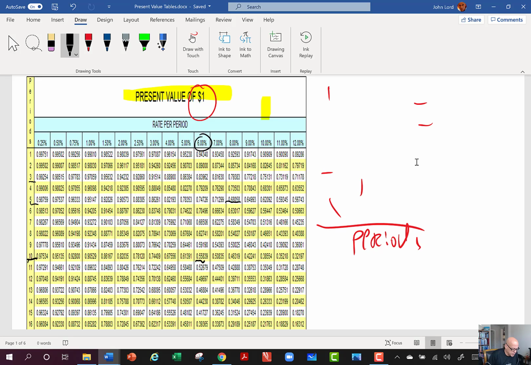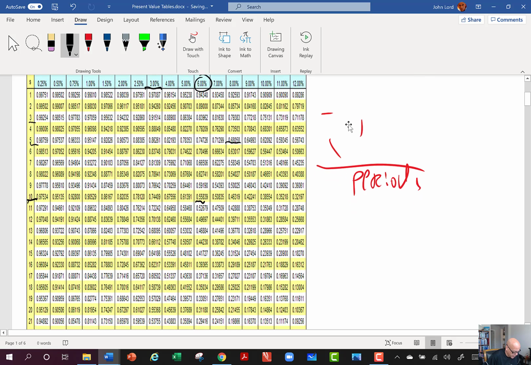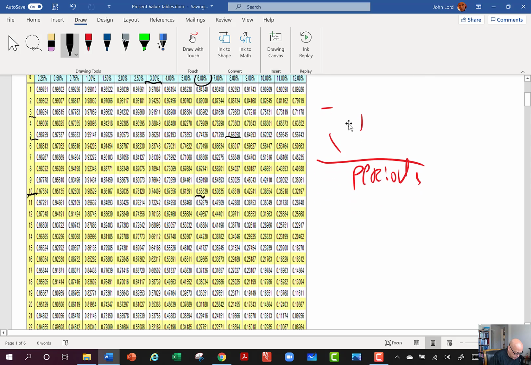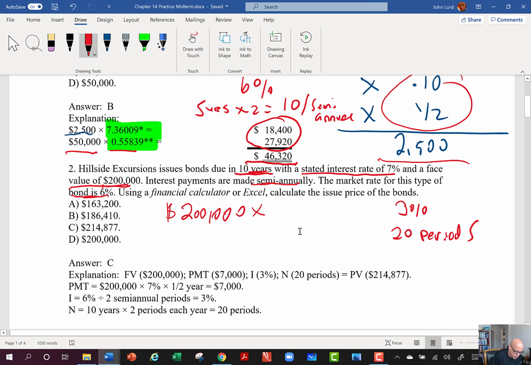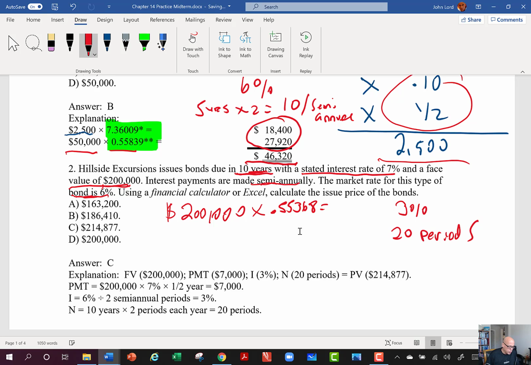Okay, so this time we're at 3% and 20 periods. I'm seeing 0.55368. So I take the 200,000 times 0.55368, and I'll do that math in a second.